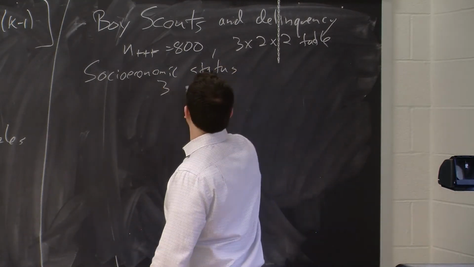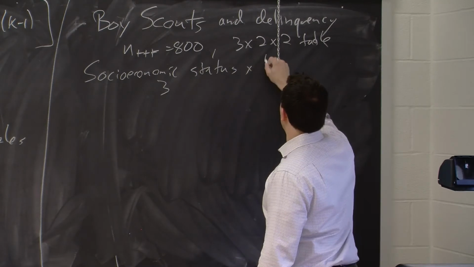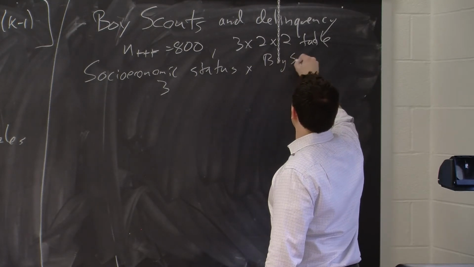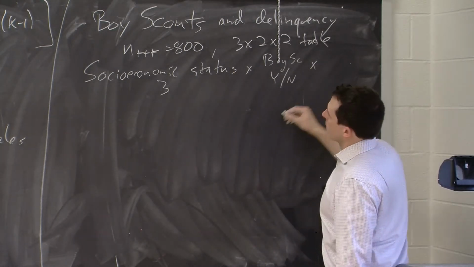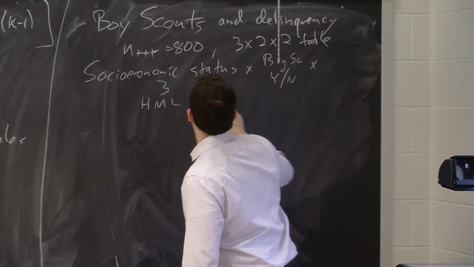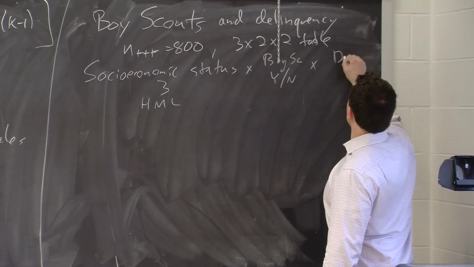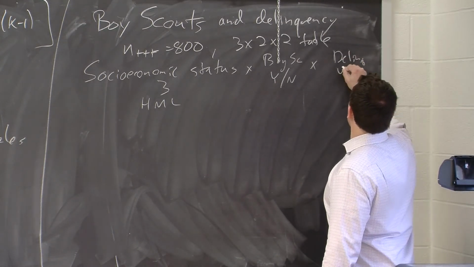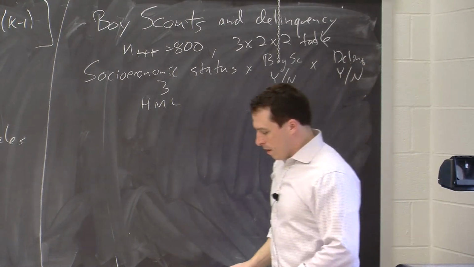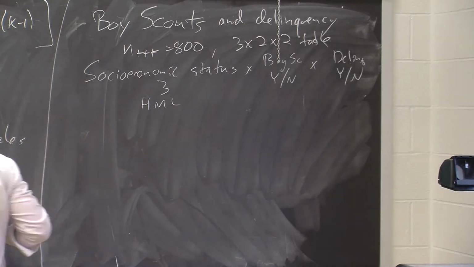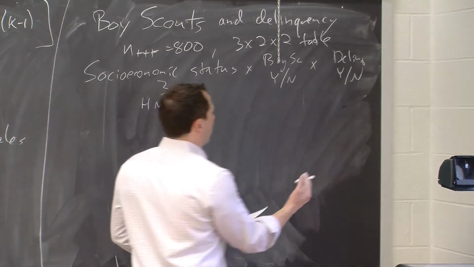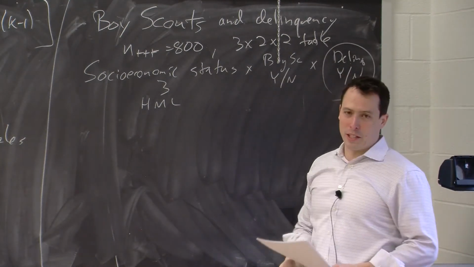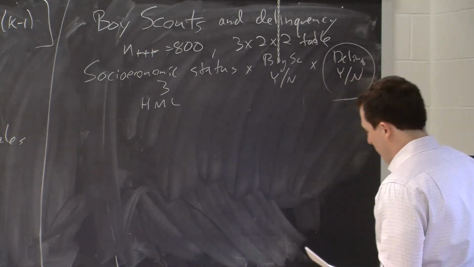That's the 3-factor table: by Boy Scout, yes or no; by SES, high, medium, low; and by delinquent, yes or no. Okay, so as usual, with this table we're thinking of some factor, delinquency, as being the thing we're interested in predicting based on the other 2 factors.